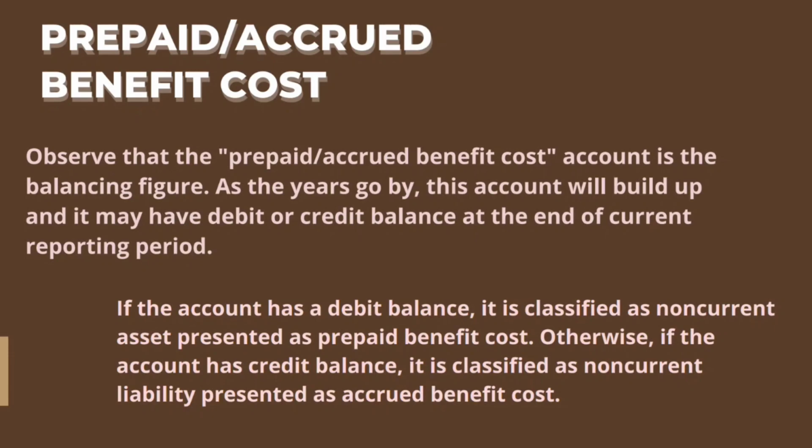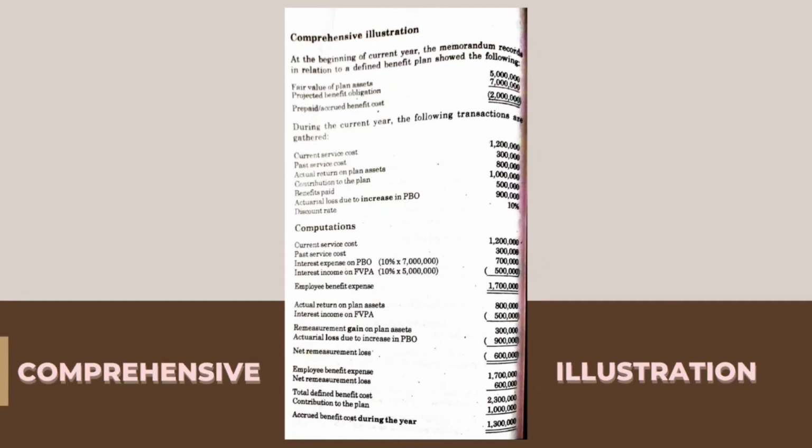Next is the comprehensive illustration. At the beginning of the current year, the memorandum record in relation to a defined benefit plan showed the following. The fair value of plan assets is 5 million and the projected benefit obligation is 7 million. We subtract to get the prepaid or accrued benefit cost, which is 2 million.